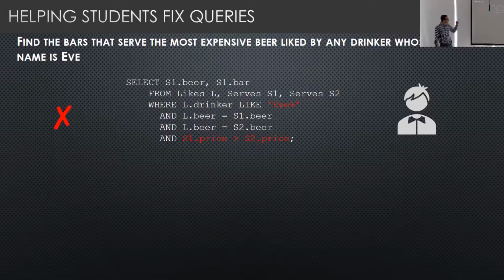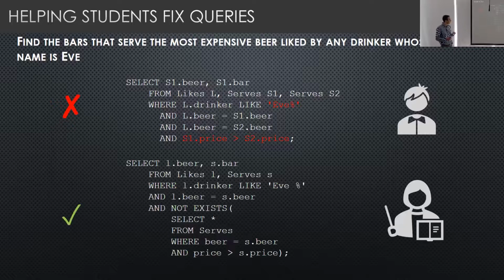The first one is that the query will consider all drinkers whose name starts with Eve. So the first name can be Evan, for example, and it doesn't have to be Eve. The second problem is that the query will return all the bars that serve the beer not at the lowest price instead of the single bar that serves it at the highest price. And we don't need to go into the SQL syntax for that. Don't worry about understanding the syntax itself.